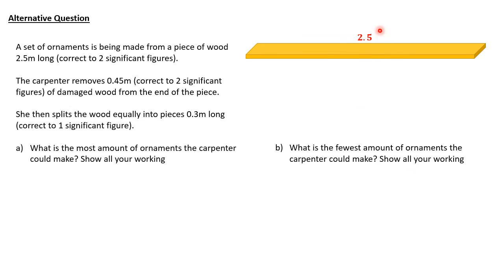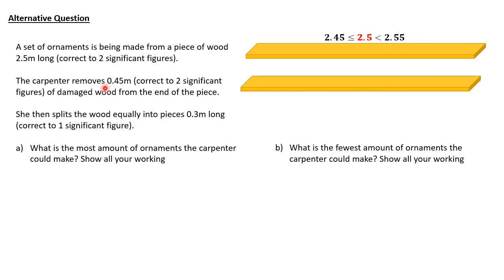So let's have a look at this problem. If this is my piece of wood measured to 2.5 meters, well, before we go any further, we know that's only correct to two significant figures. So in fact, this figure could actually be anywhere between 2.45 and 2.55. The carpenter is then going to cut off 0.45 from the end. So we start with the full block there. I'll chop that bit off the end. But that bit is 0.45, but again, that's a rounded figure. That could be anywhere between 0.445 and 0.455.